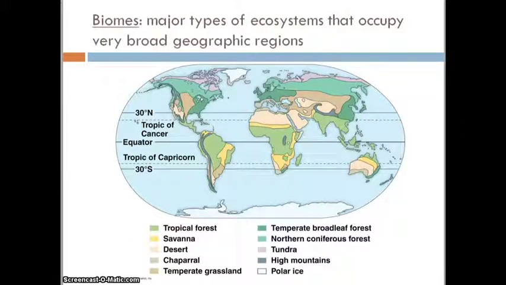So next, biomes. Biomes are major types of ecosystems that occupy very broad geographic regions. You can see right here this graph shows 10 different biomes, and according to different regions we're going to go more in depth and talk about the different types of biomes that we will most commonly be seeing.